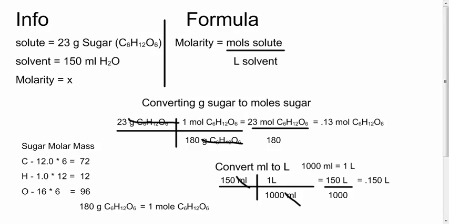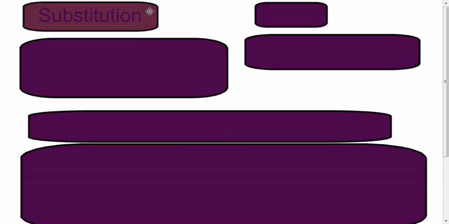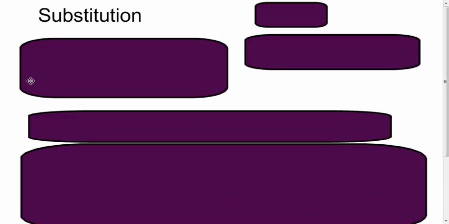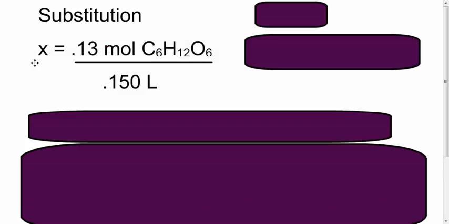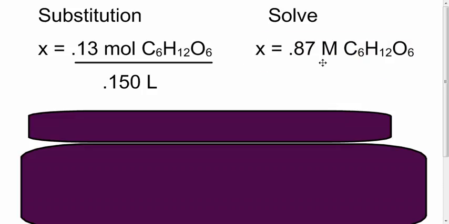Now the next step in the 4-step format is to substitute. That means to plug the numbers into the formula, now that I've got them in their correct units. So X is equal to 0.13 moles sugar or C6H12O6 over 0.15 liters. That would complete the substitution step. The last thing to do is to solve it, and in this case I simply divide. And I'm going to get 0.87 molar sugar.